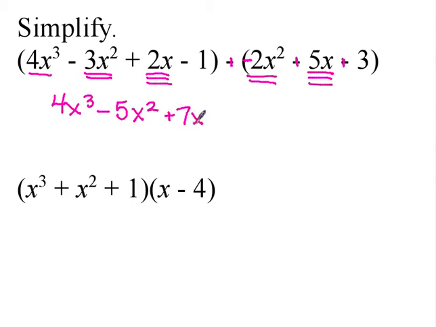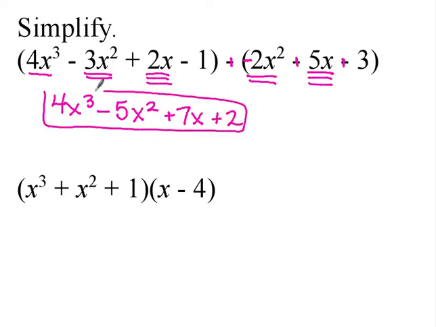And then what do I get for my constant? 2. And so that would be my final answer. The biggest mistake people make is that they don't distribute the negative to all the individual terms. They'll just distribute it to the first one, or they'll even forget about it totally. On the next one, what do you do?